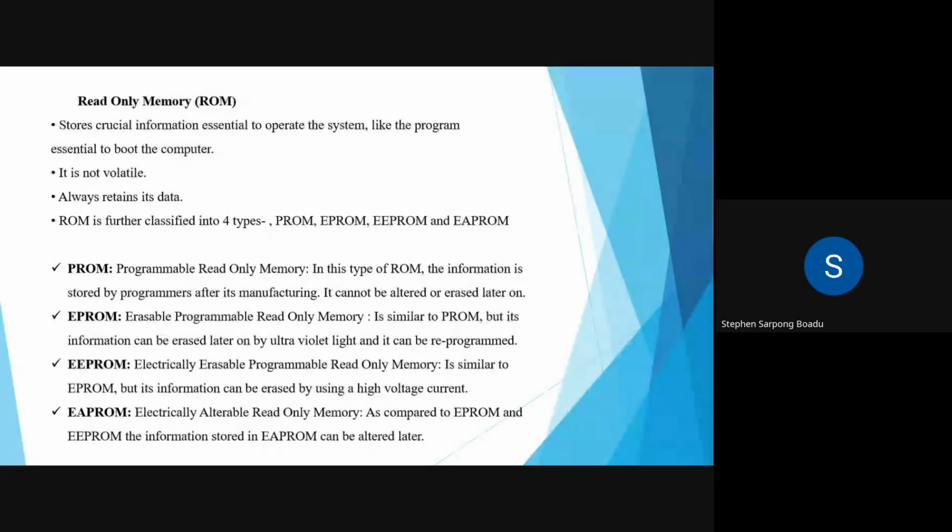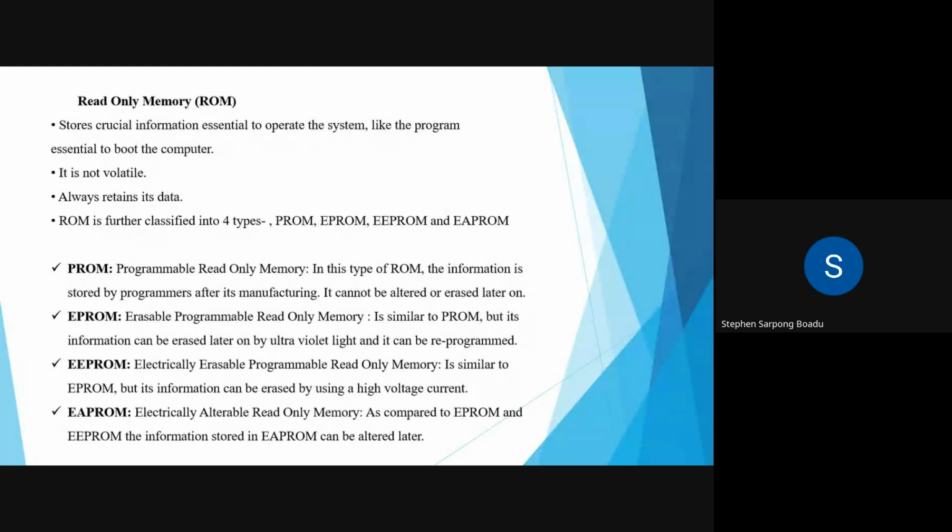And then normally the ROM cannot be altered. That is why it is called read-only memory. It cannot be altered by the user normally. But let's look at the classifications of this ROM. It can be classified into four types, which we have seen some earlier, and I said we'll talk about them. So we have the programmable read-only memory, right?